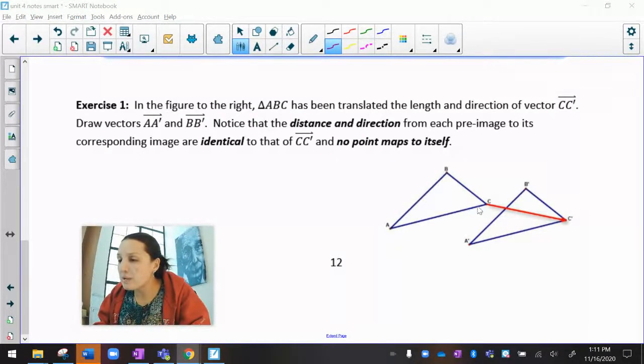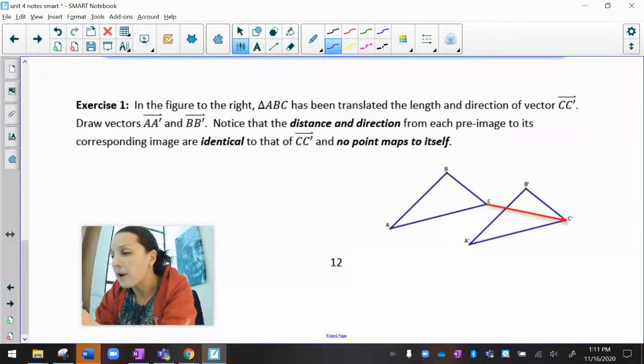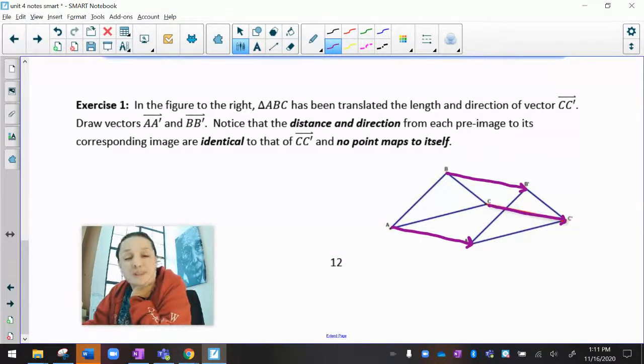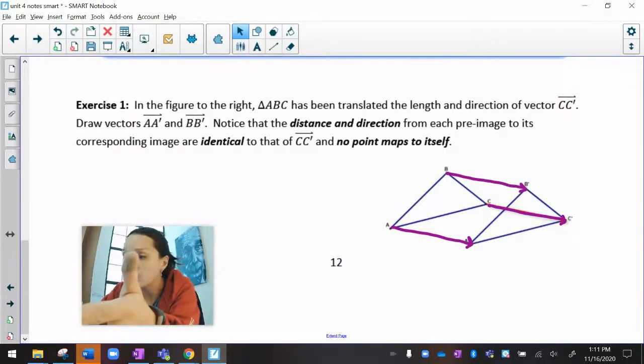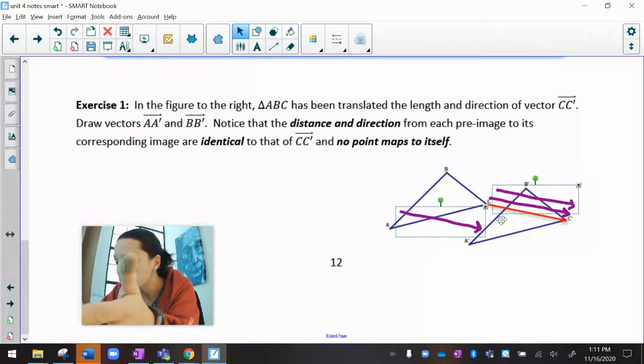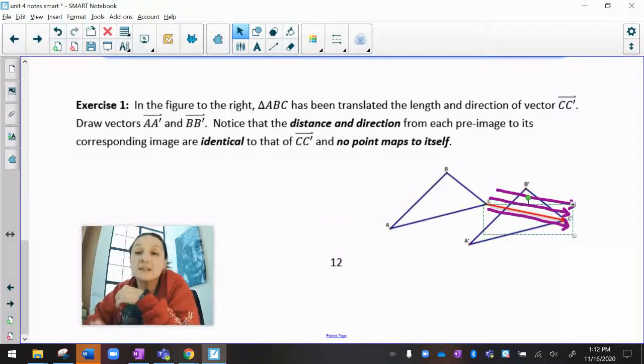And we look at ABC, and it got translated to A'B'C' right here. And you'll notice that everything slid. And if I draw in what are called the translation vectors, these are my translation vectors. All three of these should be the same length and going in the same direction. And they sure as heck look like it. And I should be able to drag it and kind of put them all in the same place. Those are the same length. Let me grab this one. Come on. It doesn't want to move. Okay. Those are all identical vectors.